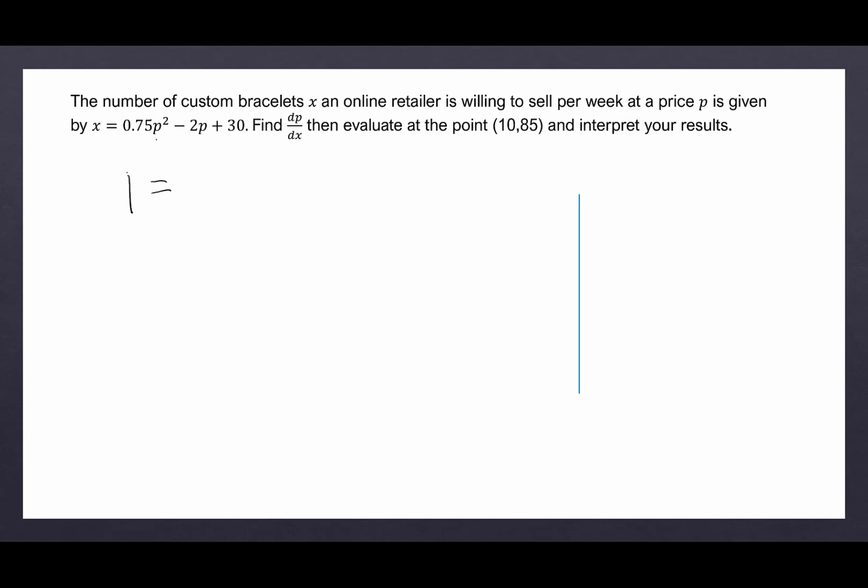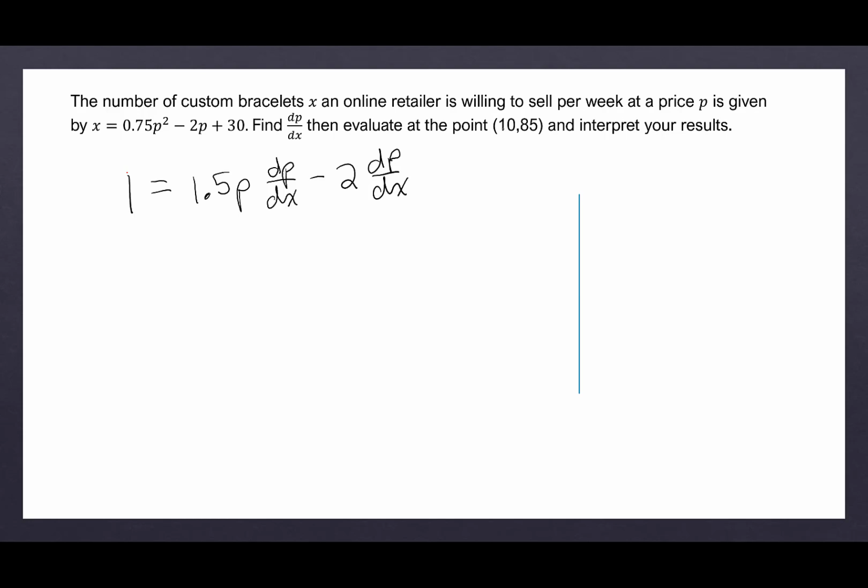1 is equal to the derivative of 0.75 p squared. The 2 comes down. 2 times 0.75 is 1.5 p. Then I have dp dx. Minus 2p is 2 dp dx. Plus 30, derivative is 0. We only have one thing we don't know. We don't know dp dx.